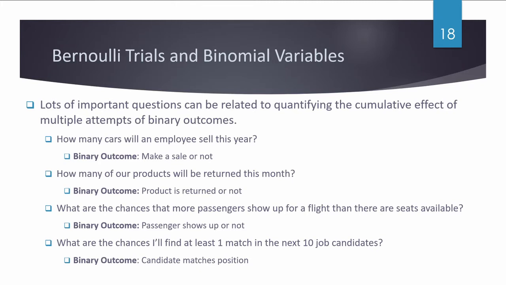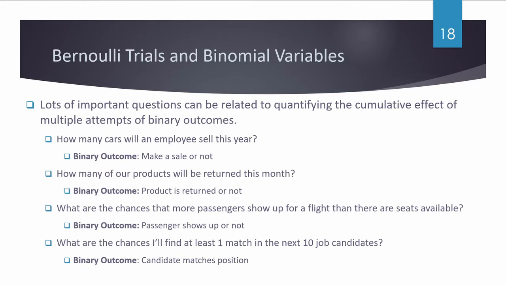So we might think about any number of questions in the business world that are related to quantifying the cumulative effect of multiple attempts of some sort of binary outcome. Okay, so let me give you an example of what I mean here. We might ask, how many cars will employees sell this year? The binary outcome would be, on every interaction with a customer, they either make a sale or they do not. Okay, that binary outcome is a Bernoulli random variable. It either happens or it doesn't. And the cumulative effect, the statement about how many would I observe, can be modeled using the binomial distribution.